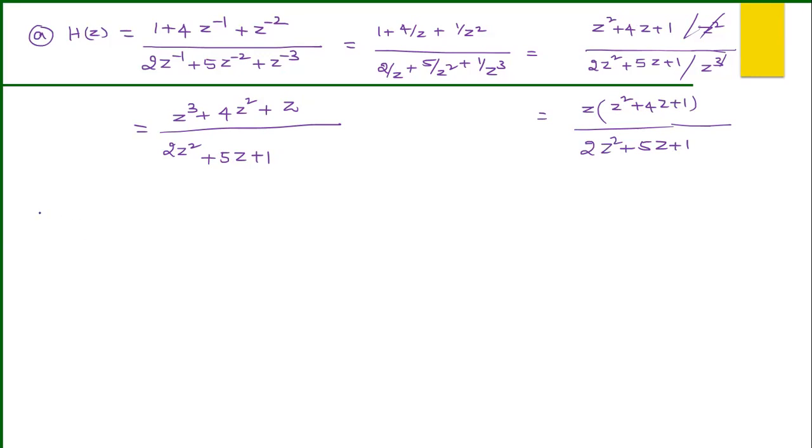Now, one thing you need to remember, I told two conditions. One is that if the ROC is not given, directly you can say what is the order of the numerator. What is the order of the numerator? 3. What is the order of the denominator? Z square, that means 2.